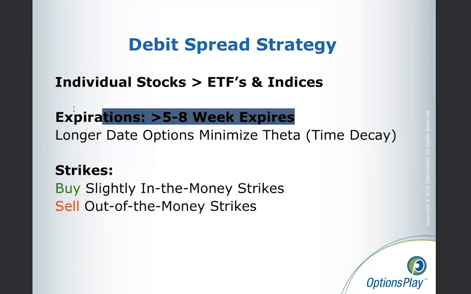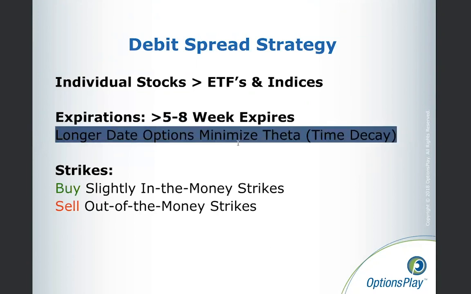When we're talking about expiration dates of debit spreads, you generally want to have at least 5 to 8 weeks from expiration, if not longer. And the reason for this is really because longer dated options minimize theta or time decay. Time decay is what works against us when we're long options, and debit spreads are considered a long option strategy. So we usually want to buy a longer dated option.